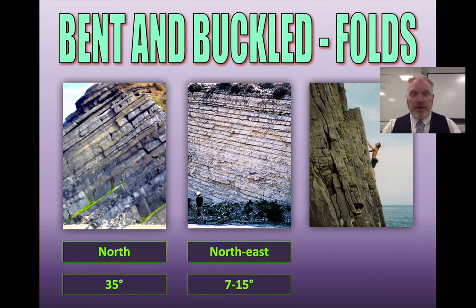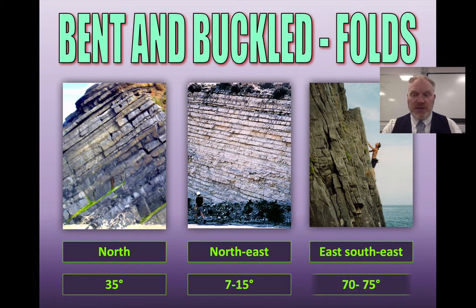And finally, on the right, we can see we've got much steeper beds. Here, the beds are dipping to the east-southeast, and the angle of dip is between 70 and 75 degrees. They're much, much steeper. Vertical beds, of course, would be 90 degrees. Horizontal beds would be 0.